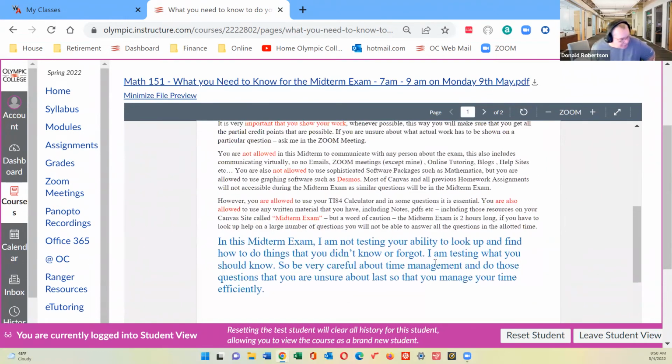You are allowed any physical notes that you've written down. WebAssign will disappear on the day of the midterm. So if you go to WebAssign, none of your homework will be there. Actually, nothing will be there. So when you go to Canvas, all the videos and all the help pages will have disappeared. The only thing that you will see is that one module that has all the stuff that you need to do your midterm. So that means you have to make sure that you've got all the notes that you want already done by midnight Sunday.